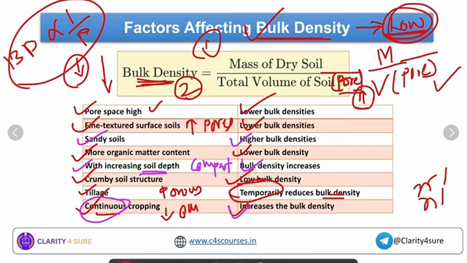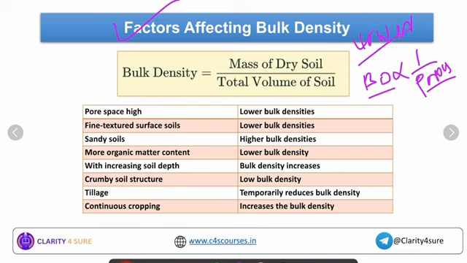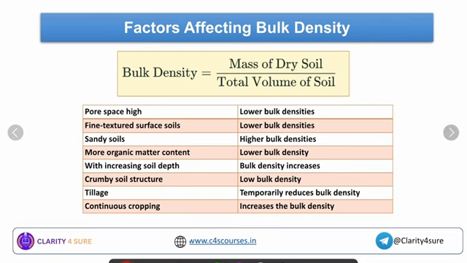So this was what I want you to take from this slide. First, bulk density is inversely proportional to porosity, and the next thing that I want you to keep in mind is that lower bulk density is ideal for us, and with different practices we will try to reduce it to this level.